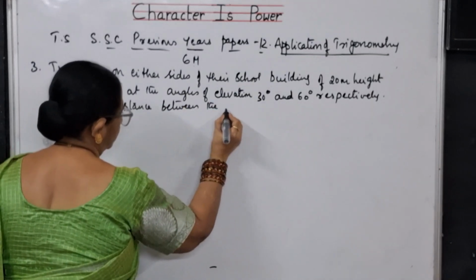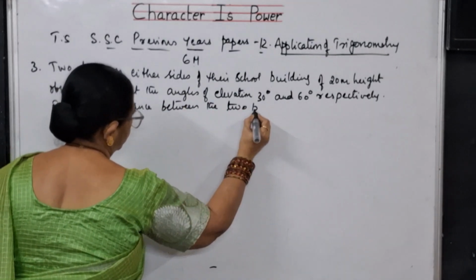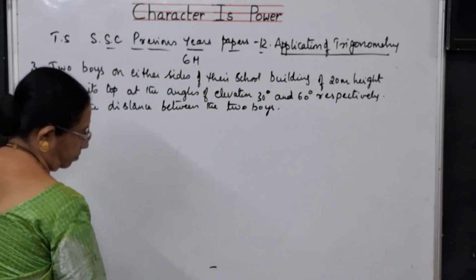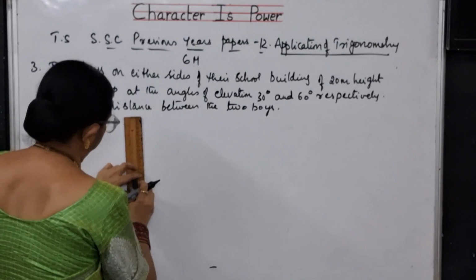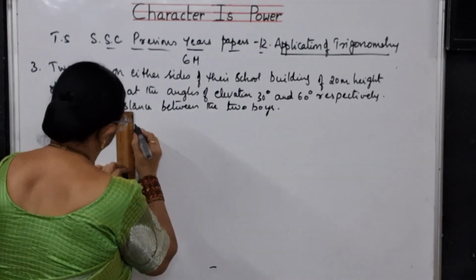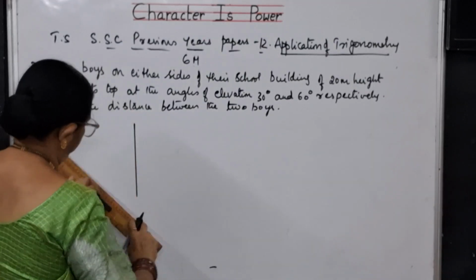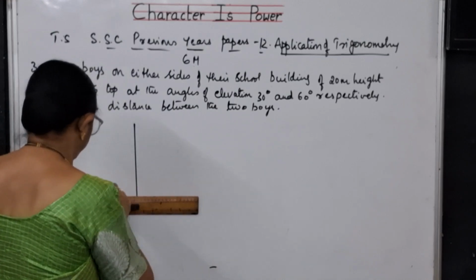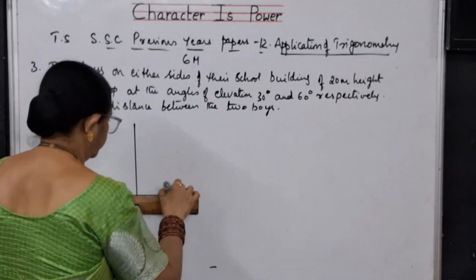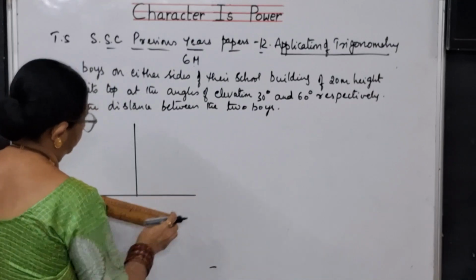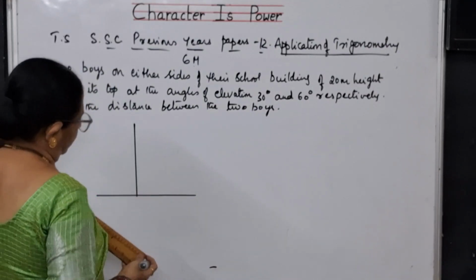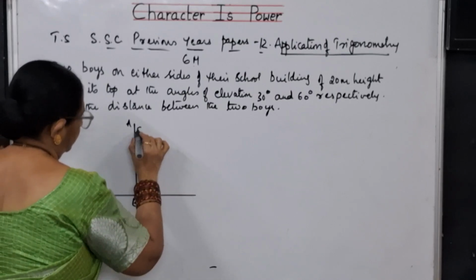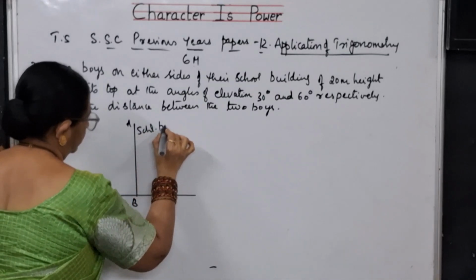Find the distance between the two boys. This is the question. There is a school building, and on either side of the school building, the two children are standing. Let AB be the school building.